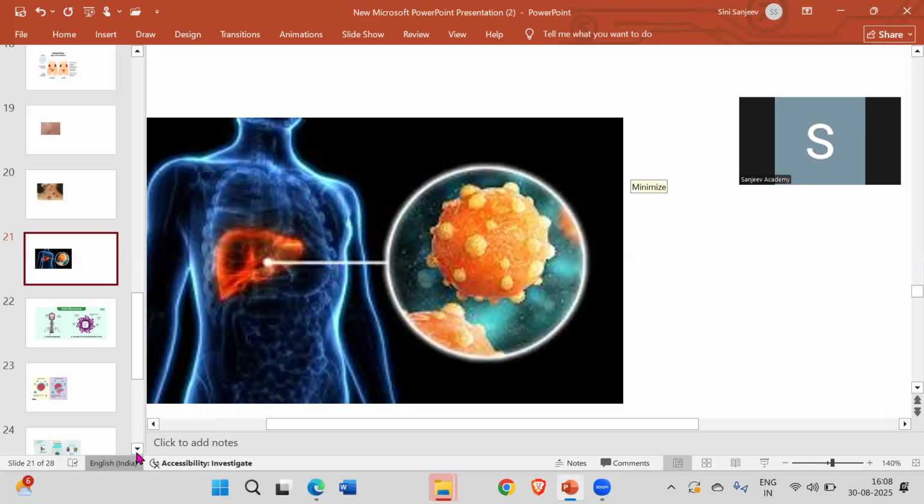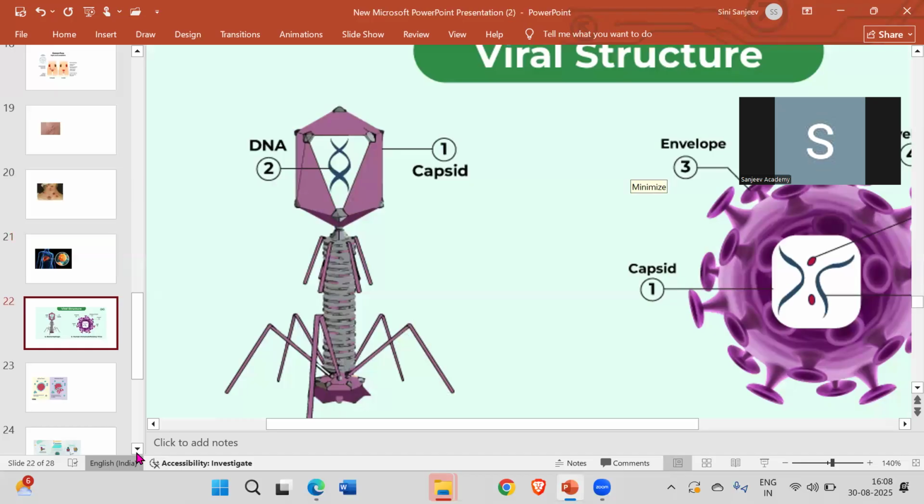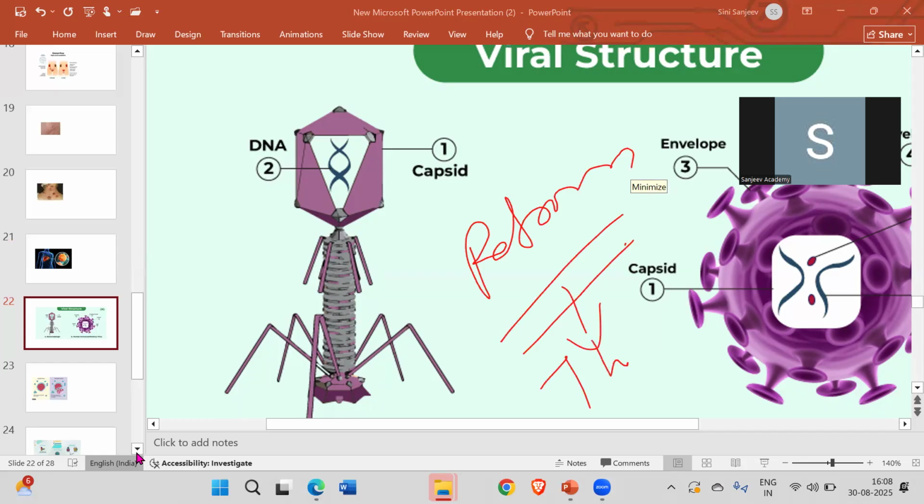Then the next one which you have is AIDS. That is acquired immune deficiency syndrome, which is caused by whom? The HIV. That is the human immunodeficiency virus. So this is basically a retrovirus, and it attacks what? Your T helper cells.